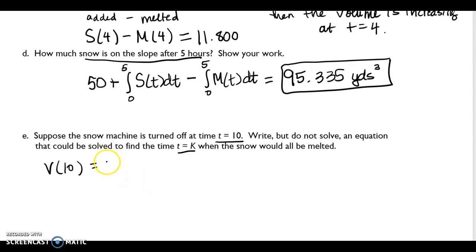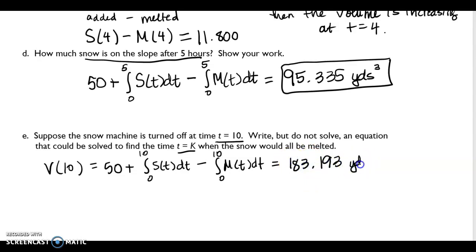So that would be just like what we just did, 50 plus my integral from 0 to 10 of S of t dt, minus the integral from 0 to 10 of m of t dt. And so that's 183.193 cubic yards. So that's the amount of snow that's on the slope at t equals 10. But we want to make that melt now. And so in order for us to melt that much, we want that to go away.